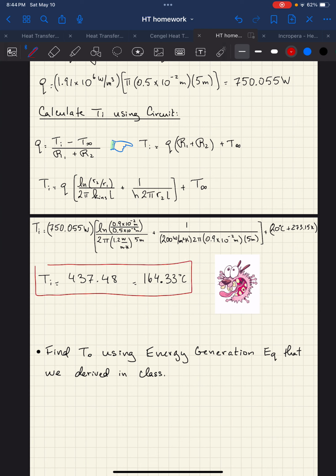Now, if you're familiar with cable ampacity ratings, this is why I put Courage over here getting upset, because most power cables burn at around 90 degrees Celsius. The insulation usually burns around 90 degrees Celsius in general. There are, of course, power cables that can handle higher temperatures, but most power cables are around 90 degrees as the maximum temperature that they can handle. So this temperature is way too high.